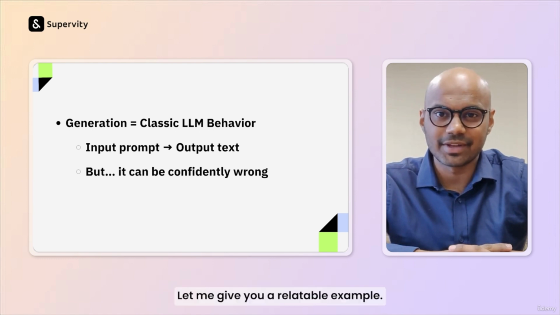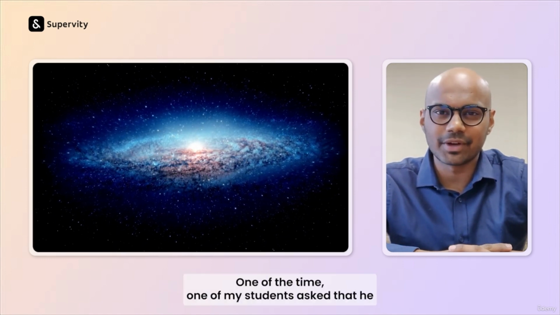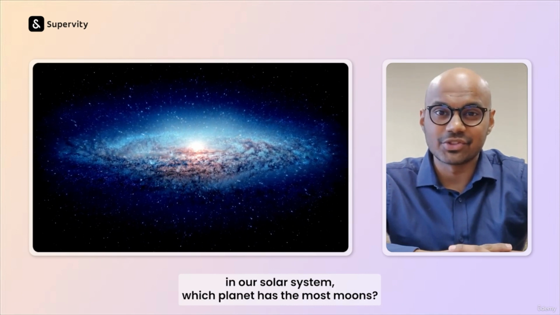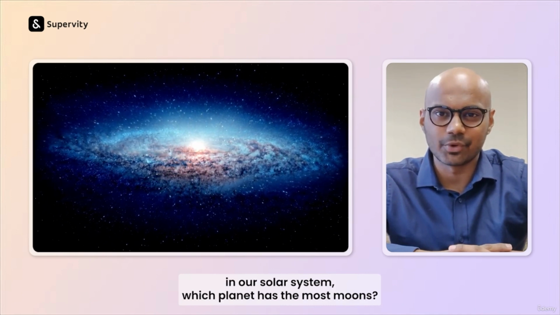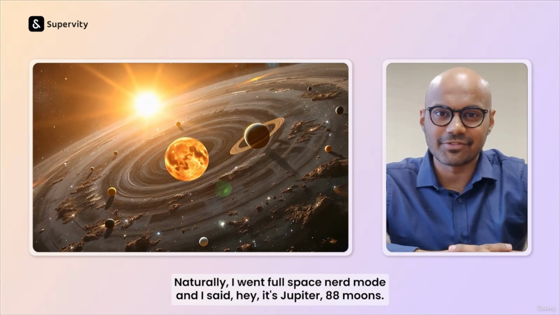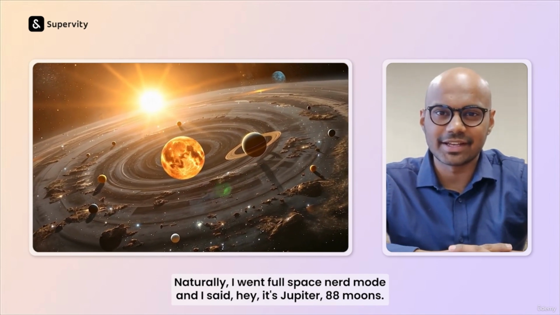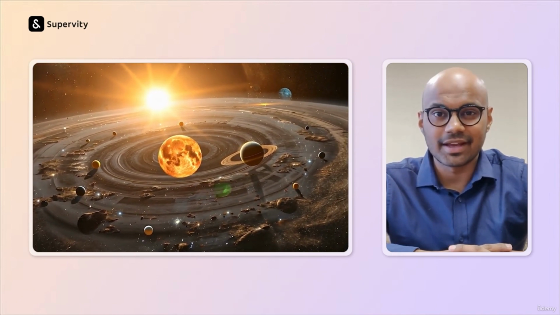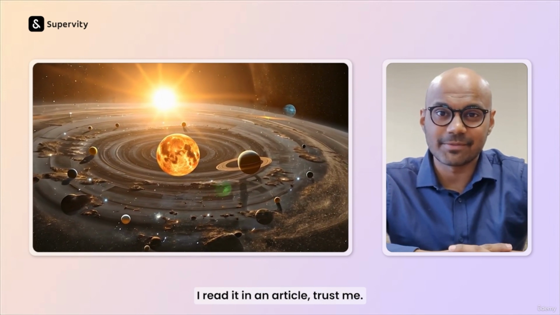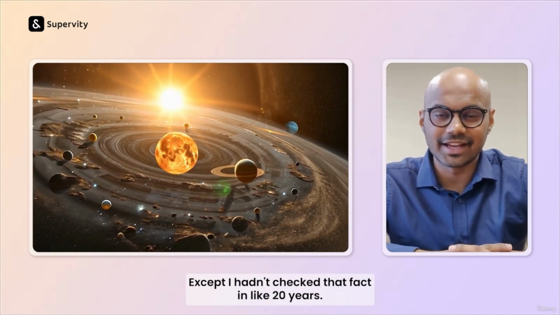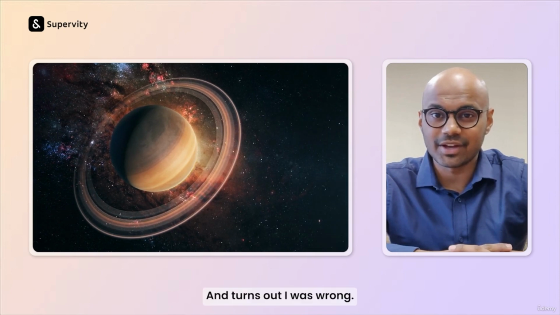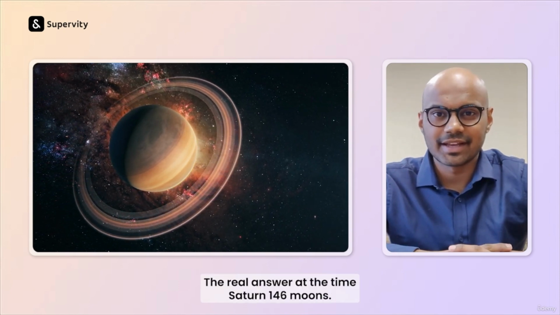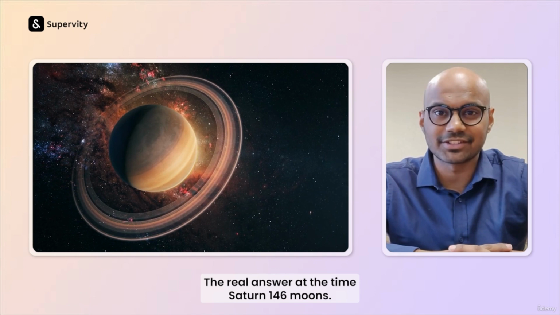Let me give you a relatable example. One of my students asked, hey, in our solar system, which planet has the most moons? Naturally, I went full space nerd mode and I said, hey, it's Jupiter, 88 moons. I read it in an article, trust me. Except I hadn't checked that fact in like 20 years. And turns out I was wrong. The real answer at the time, Saturn, 146 moons.